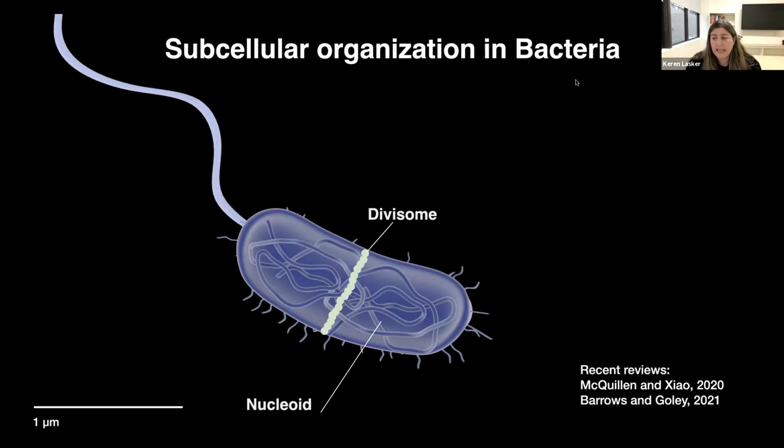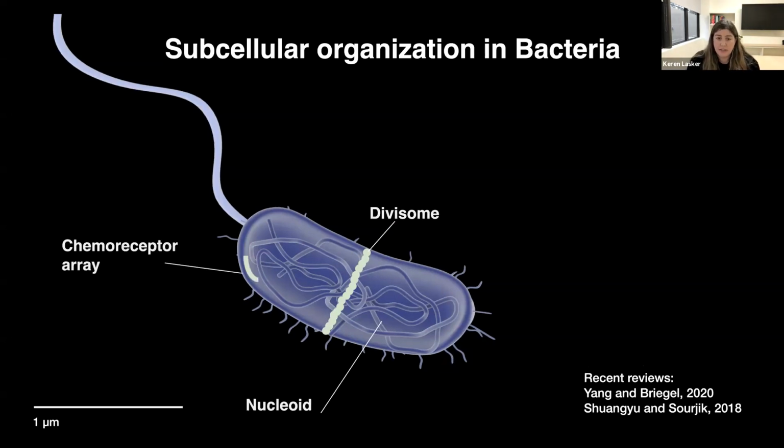Second, the tubulin-like protein FtsZ assembles at mid-cell to initiate cell division. Additional essential proteins are then recruited to the division site and activate cell envelope constriction. And finally, chemoreceptor arrays allow bacteria to assess their chemical environment and bias their movement towards more favorable conditions.